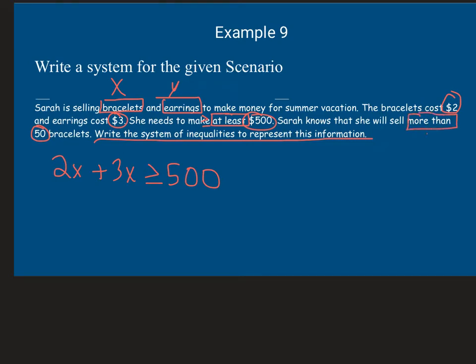Sarah knows that she will sell more than, which is like saying greater than 50 bracelets. So we said bracelets was our X value, so she's going to sell X is greater than 50. She knows that she will sell X greater than 50, meaning more than 50 bracelets. So, again, if you need to, go ahead and go back and let's solve this one all over again on your own if you'd like, okay? If not, let's go ahead and let's move on.